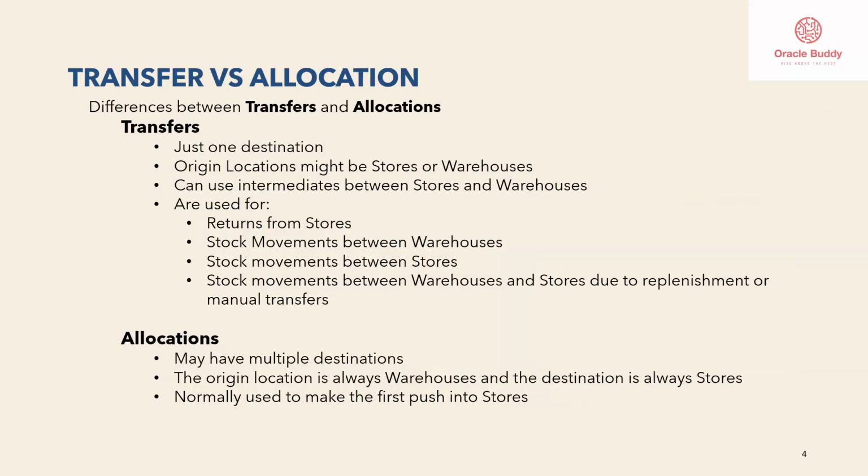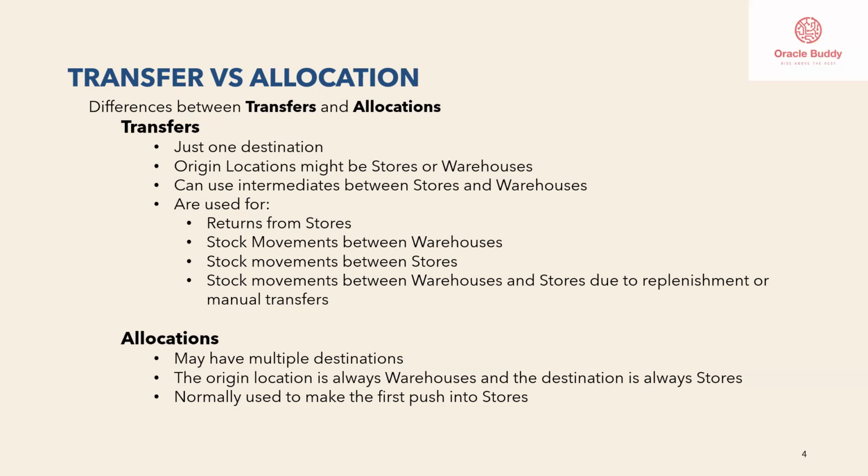So let's find the difference between transfer and allocation. A transfer has just one destination. The origin location might be a store or warehouse, and it can use an intermediate between store and warehouse. Transfers are used for returns from stores, stock movement between warehouses, stock movement between stores, and stock movement between warehouse and store due to replenishment or manual transfer.